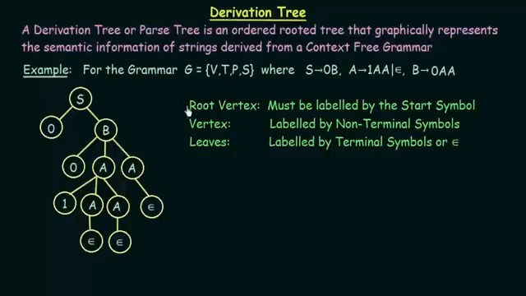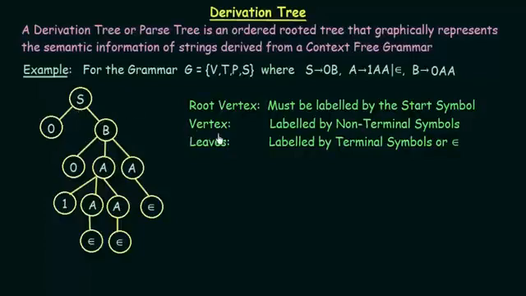Okay, so before we go into that, let us know the main things that we need to know about a derivation tree. The first one is the root vertex. The root vertex must be labeled by the start symbol. So the root vertex is the first vertex of the derivation tree, this one. So it should be labeled by the start symbol. Here our start symbol is S. The root vertex is labeled by S.